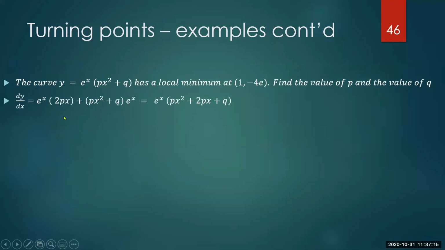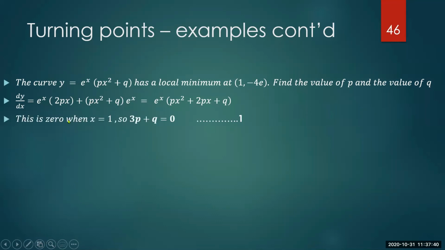So dy/dx is, again using the product rule, e to the power of x into 2px, and q vanishes because it's a constant, and then plus (px squared plus q) times e to the x. So that's u dv/dx plus v du/dx. And that's equal to e to the power of x into (px squared plus 2px plus q).